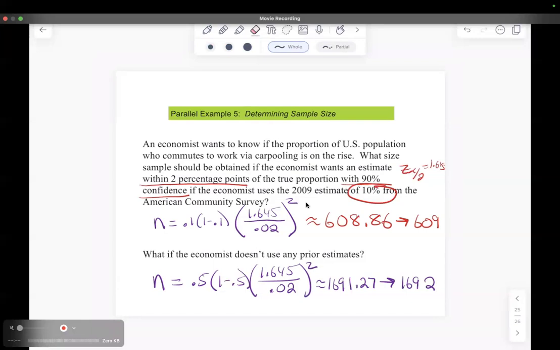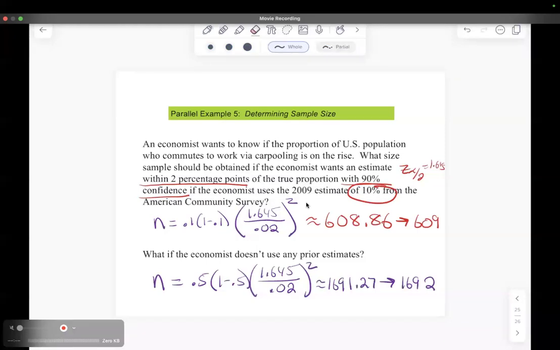Look at the huge difference. You'd need more than 1,000 people more if you don't have a prior estimate. That's crazy. It is absolutely crazy. This is why using a prior estimate is a good idea.